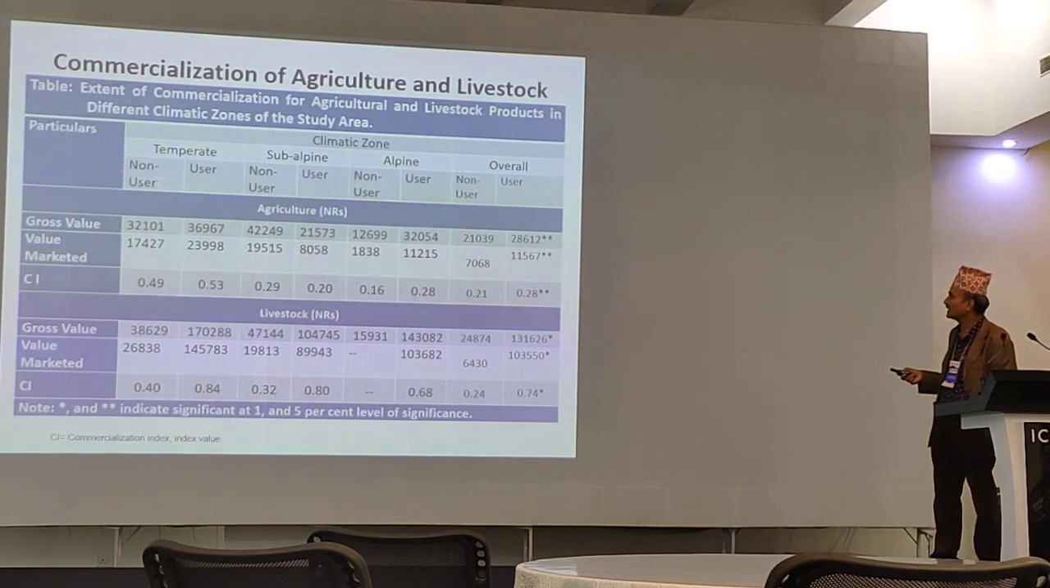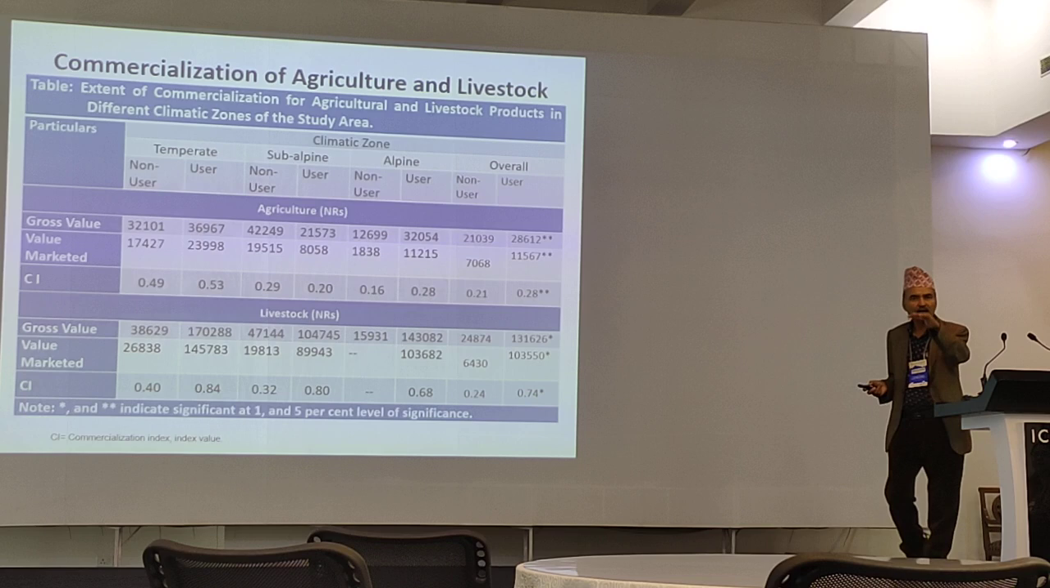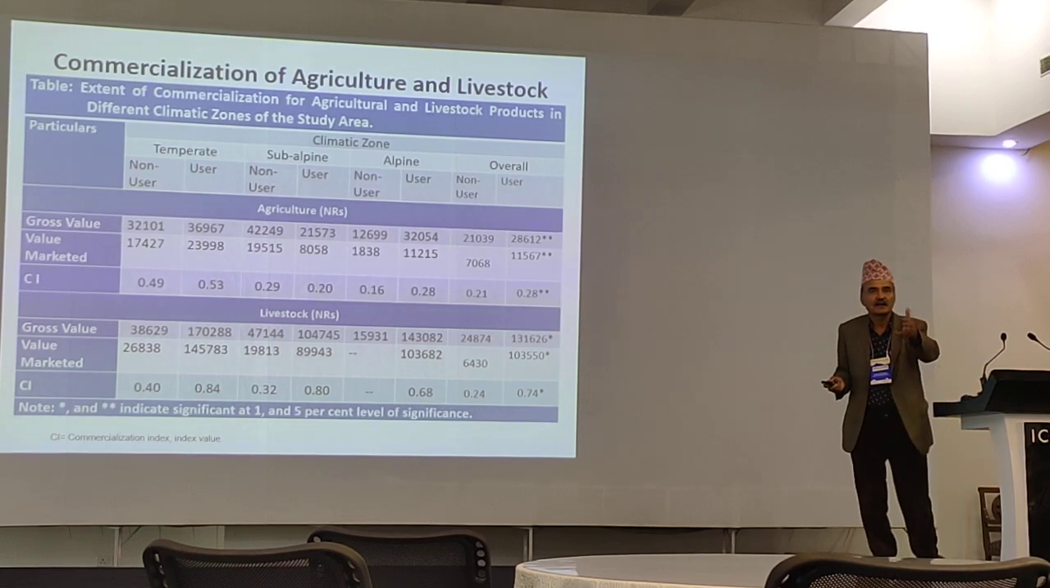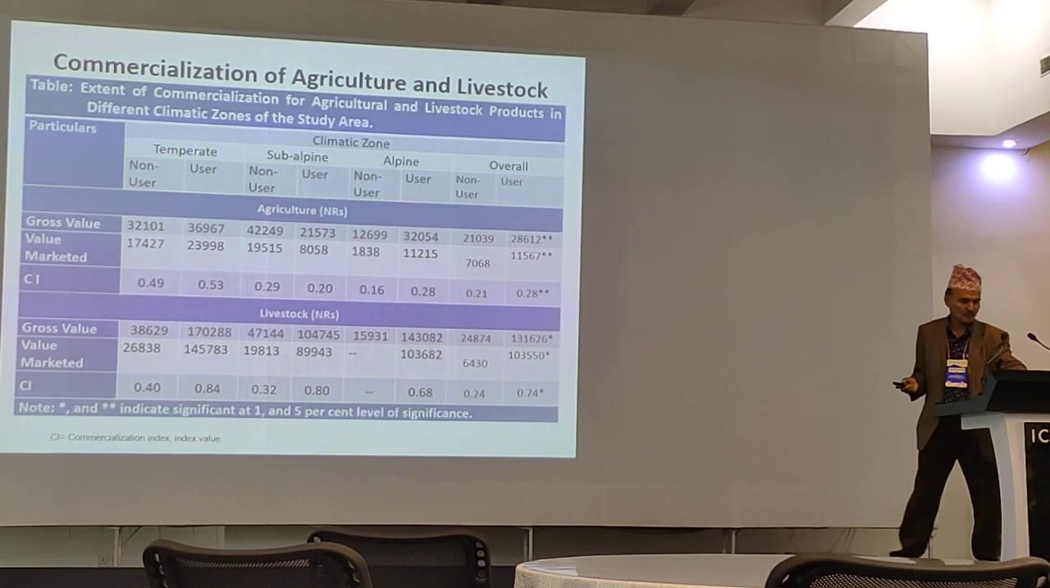Okay? I have utilized the users and non-users. We find users more. Here also users more. Here also users are more. That means livestock gives them business and livelihood.